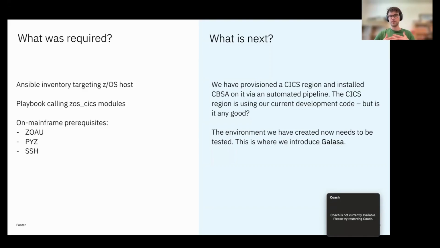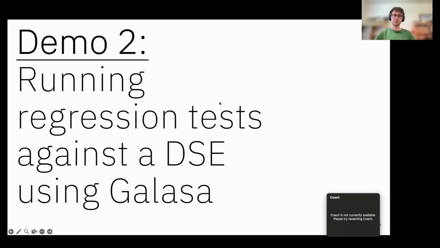So once we've done that, you can imagine in the case where we've got a developer who has provisioned their test environment, they've just completed that step, but they've got an intention behind it. They have deployed this environment with the latest version of their development code, and they now need to figure out, is their development code actually any good? Does it match the specifications that they need? Has it introduced any regressions? So that environment that we created now needs testing. And to do that, we're going to use Galasa. Next slide. So our next demo is running some regression tests against this environment using Galasa.